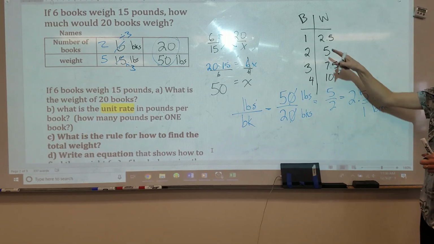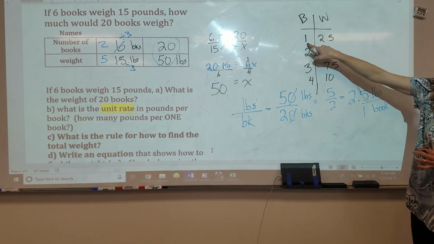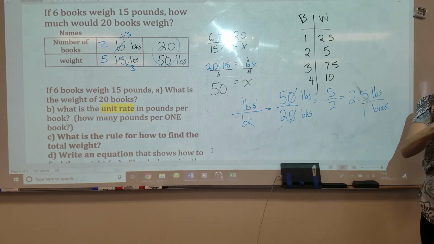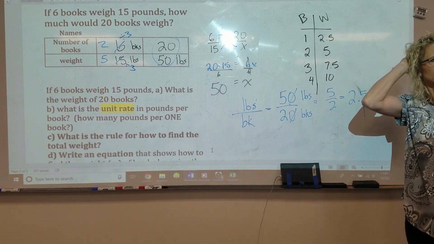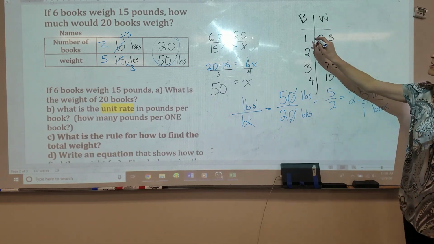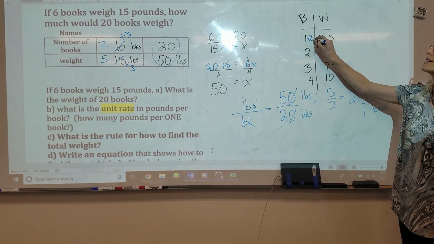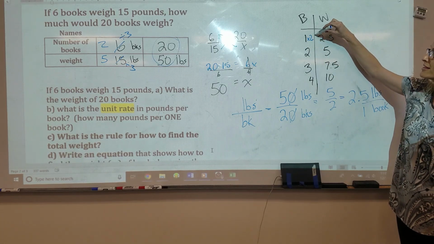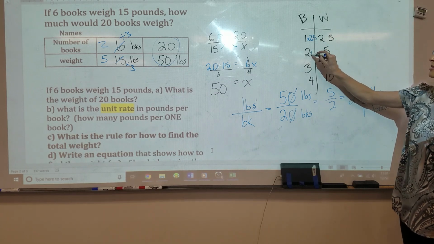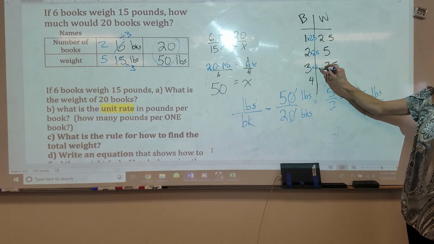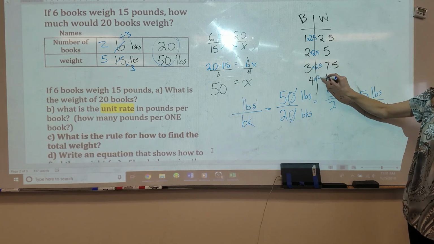10. Okay, what rule, what were you doing to the 1 to get 2.5? What did you do to the 2 to get the 5? What rule did you use? Colin? Multiply by 2, and a little bit more. 2.5. Does it work for this one? We have the same rule every time. Yeah, that would work. Multiply by 2.5. So the rule is multiply by 2.5.